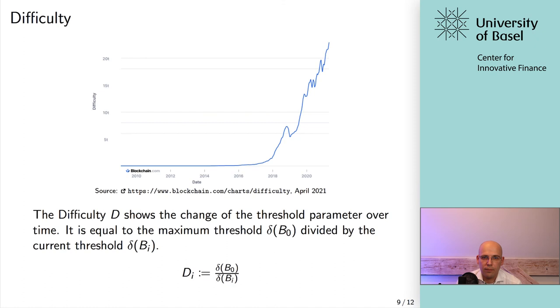What you will see in most cases is the difficulty. That's actually just the inverse that is shown in many statistics right here. That's basically, well, not steadily, but let's say consistently increased. And this difficulty, capital D of i, is actually defined by the maximum threshold value at the genesis block, or the maximum threshold value that could potentially be assumed, divided by the threshold value at the current block. So it's really just the inverse, and that's why when you have an increase in the difficulty, then you know that the threshold value actually had a decrease, and vice versa. That's most often the statistic you actually observe when people talk about this increase in computational resources.